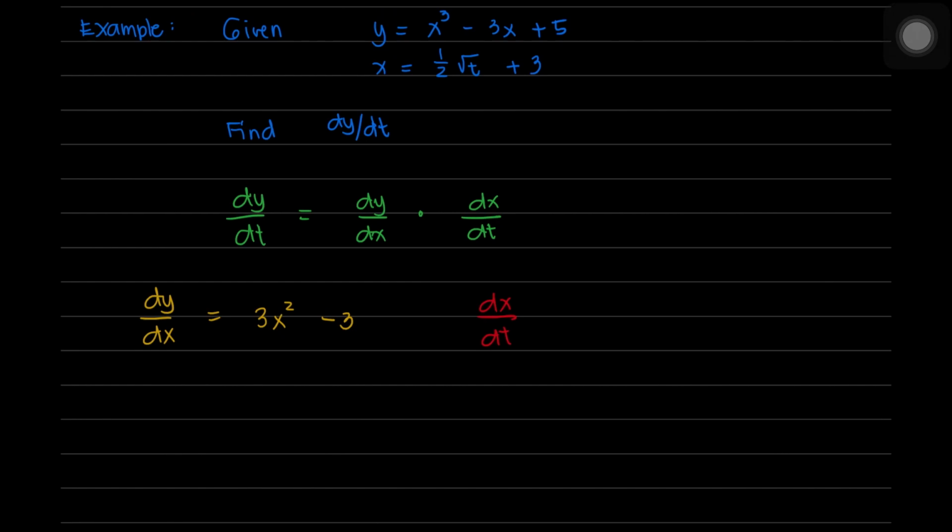But before we can solve dx over dt, let us convert this first to its fractional exponent. So that would be x equals 1/2 multiplied by t raised to 1/2 plus 3. The square root of t was converted to t raised to 1/2 because it is in the form of power x raised to n. Thus, we can already solve for the derivative of this one because we know the formula for x raised to n.